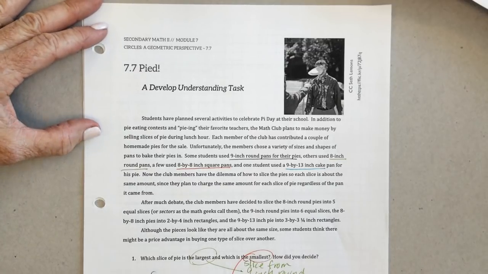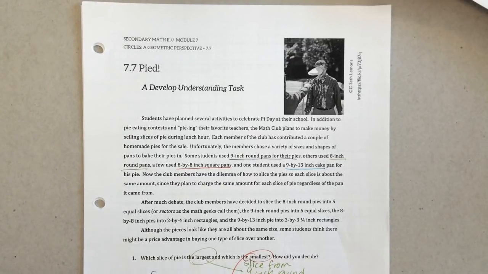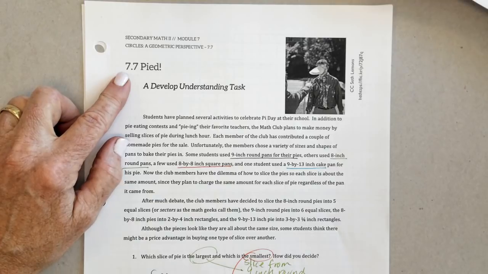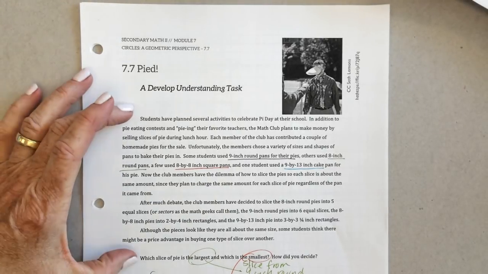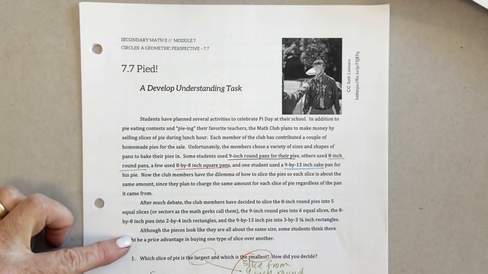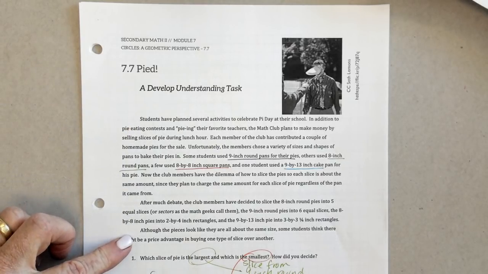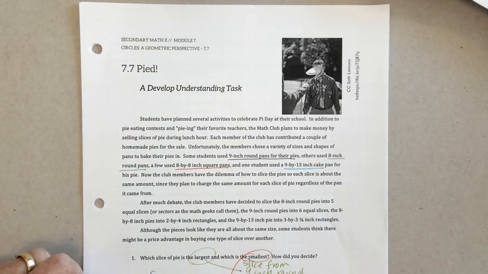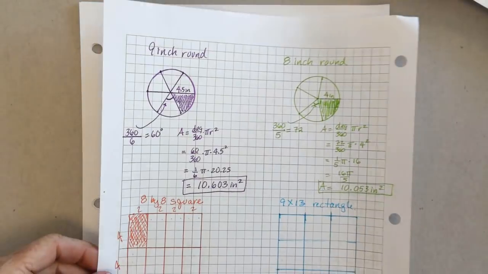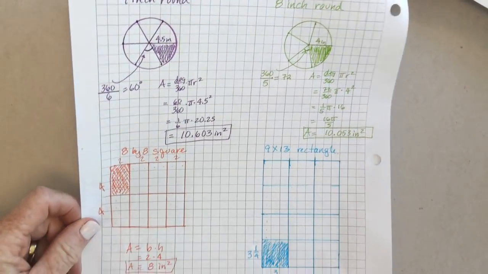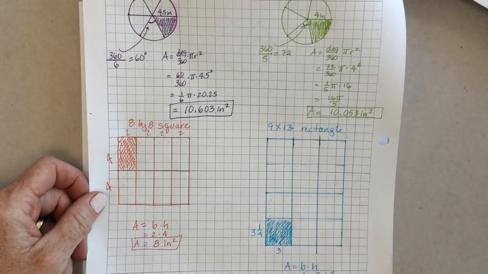Good afternoon. We are going to be continuing working in section 7.7 today. Take a few minutes and read the first three paragraphs again and refresh your memory on what we did here, how we figured out the slices of the 9-inch and the 8-inch round and the slices out of the square and the rectangle. This was the picture that we did.